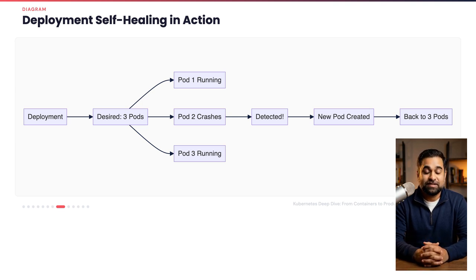You have two options. You can edit your YAML file and change replicas to three, then run kubectl apply again. Or you can use the imperative command kubectl scale deployment nginx-deployment with the replicas flag set to 3. I'll use the command line method for speed, but in production you typically update the YAML file to keep your configuration in sync. Run the scale command, then immediately run kubectl get pods. You'll see Kubernetes spinning up additional pods. Within seconds, you should have 3 pods running, all managed by your single deployment.